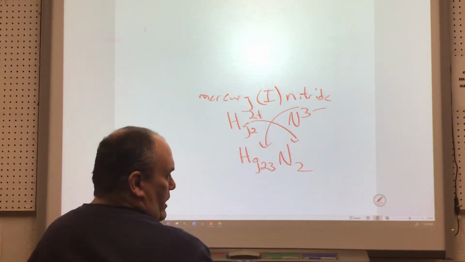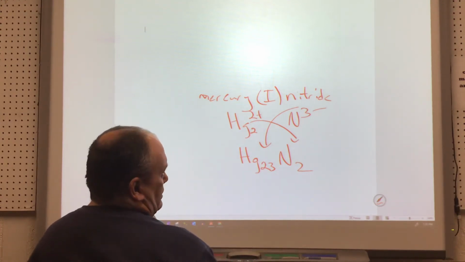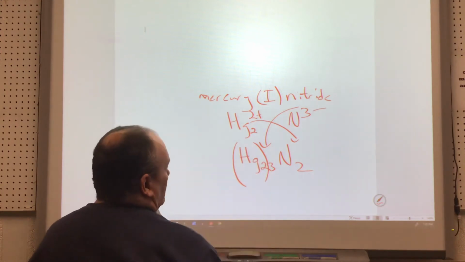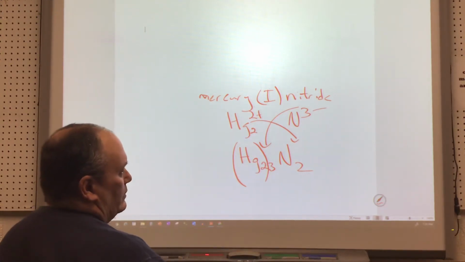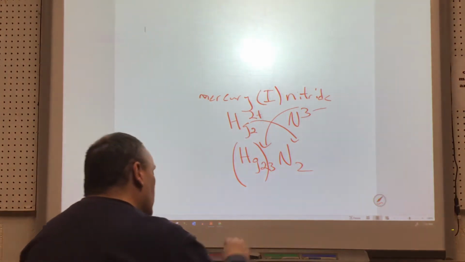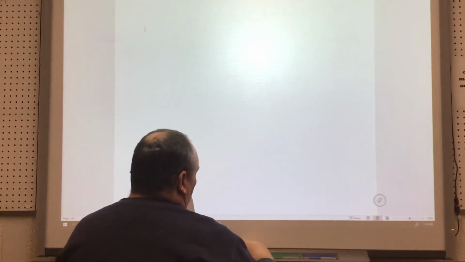But that's not right. It says Hg23. I don't have 23 Hgs. I have 3 Hg2s. And if you put brackets around that, you solve the problem. And that's the toughest thing that you're going to have on those polyatomics. Okay? So let's quickly take a look at polyatomics. I think you'll find these fairly easy.